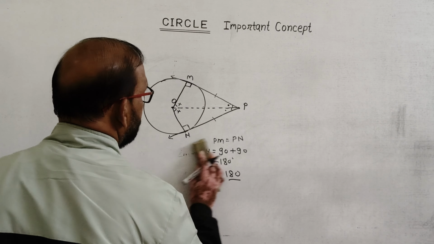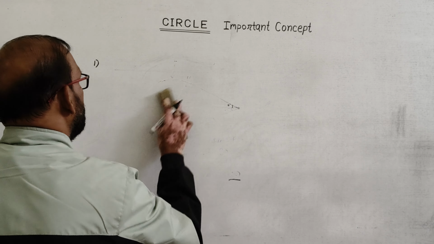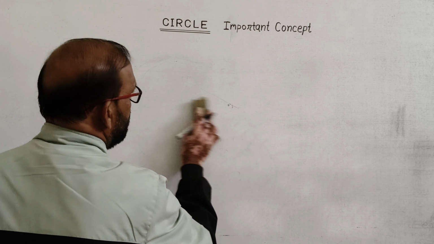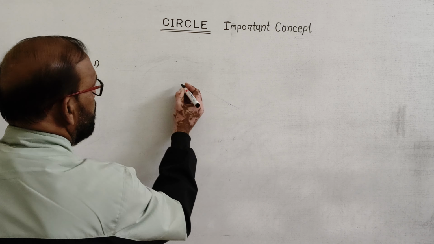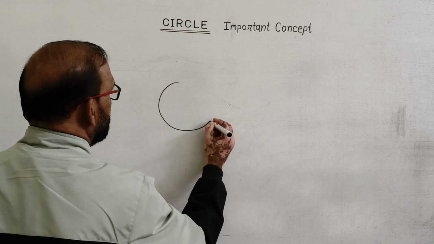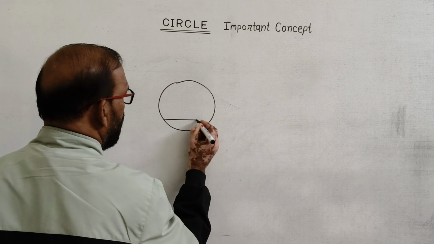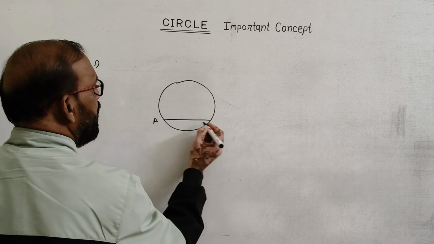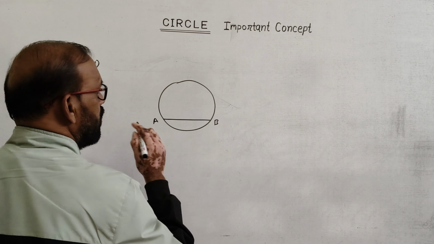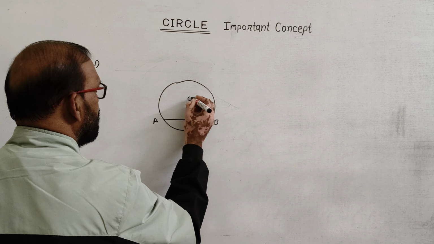Now the next one is, suppose there is a chord to the given circle. Chord means like this. This is a chord represented by A and B. AB is a chord. This is the center O.